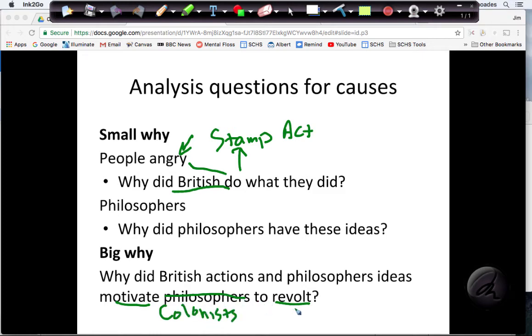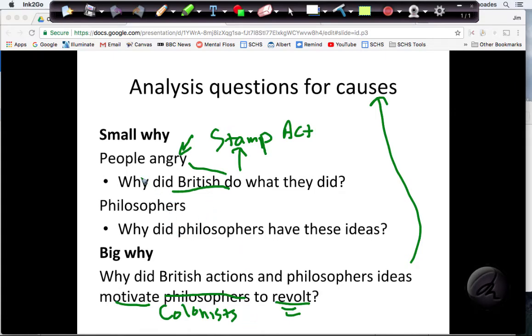So down here is where I'm getting at why the revolution happened, okay? And I'll be coming back to the idea of what caused the revolution. So for the small y, why did the British tax the colonists? What was their reason for doing that? It's kind of shifting the focus here from the British, and then down here we'll be talking about the colonists.